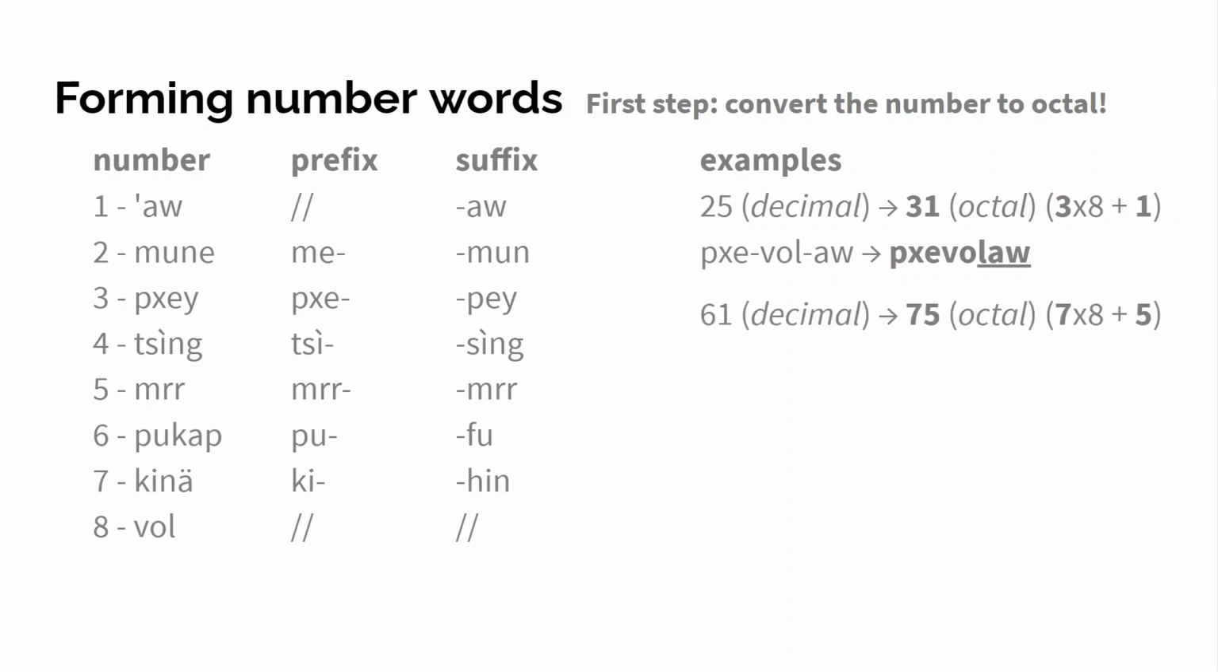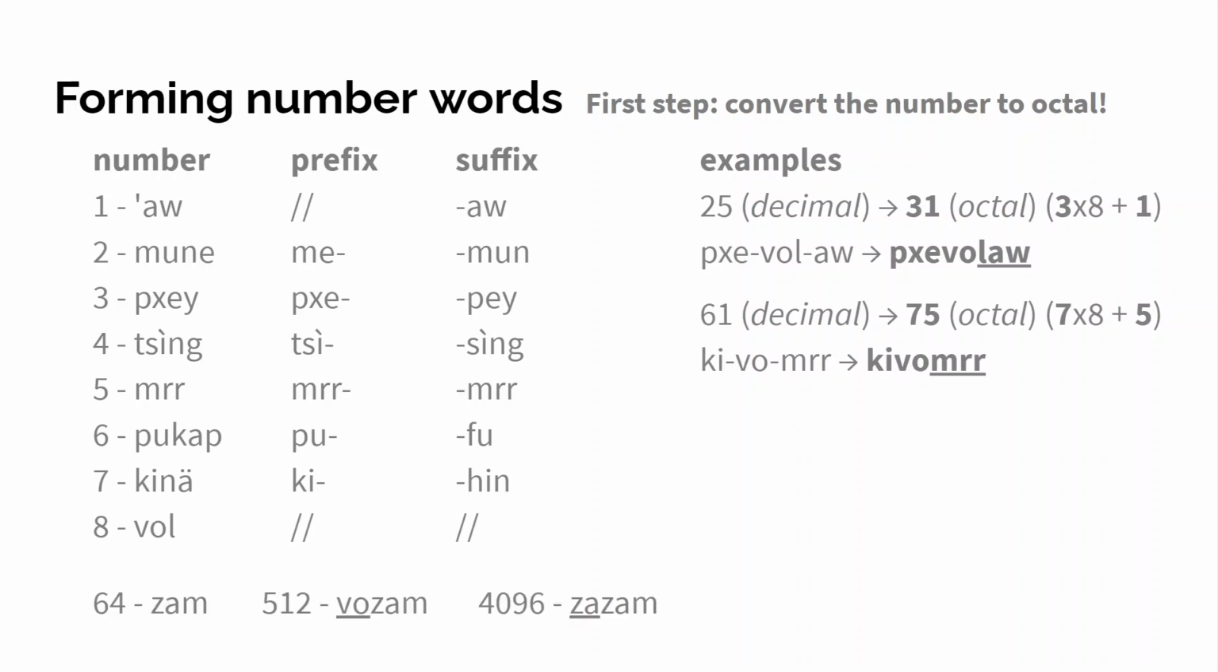Another example, 61 decimal becomes 75 in octal, so that would be 7 times 8, so we need the prefix for 7, ki, plus the 8, vol, so ki vol, plus the mr from the suffix row, so we get ki vomr. 7 times 8 plus 5.